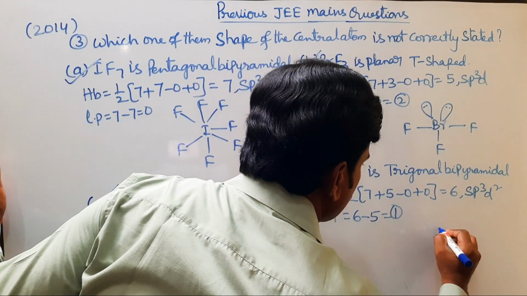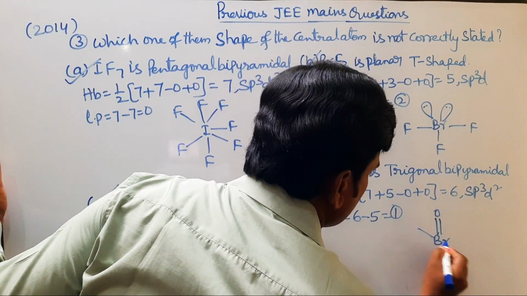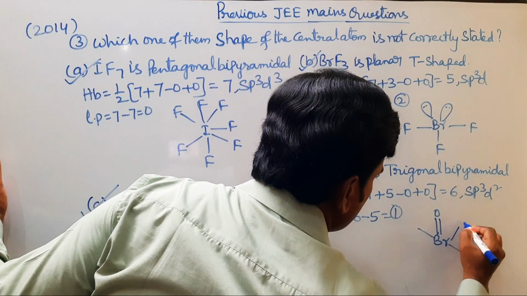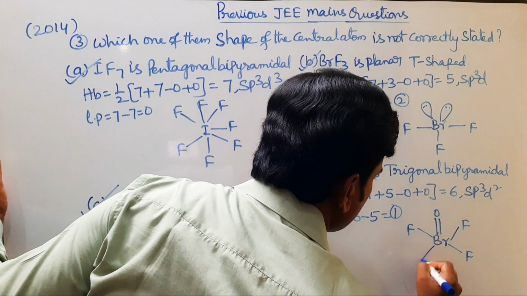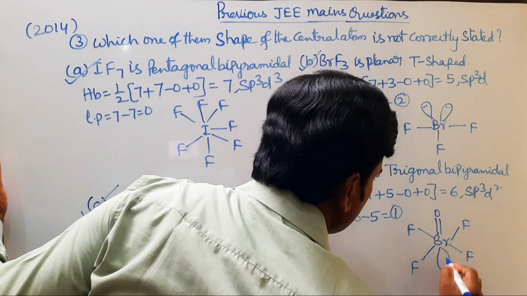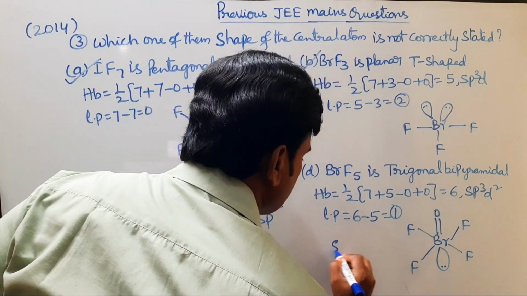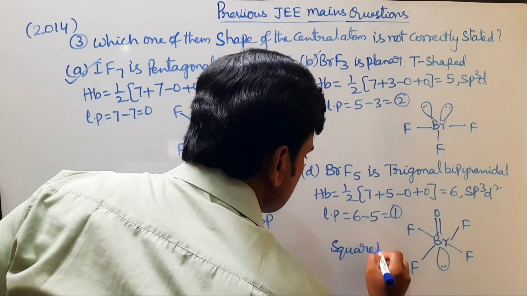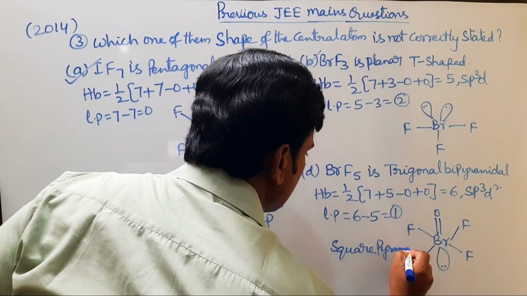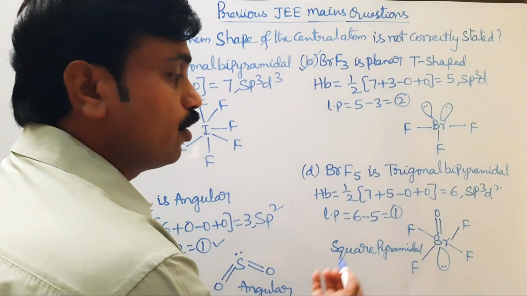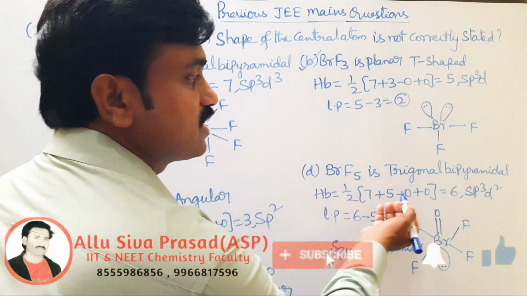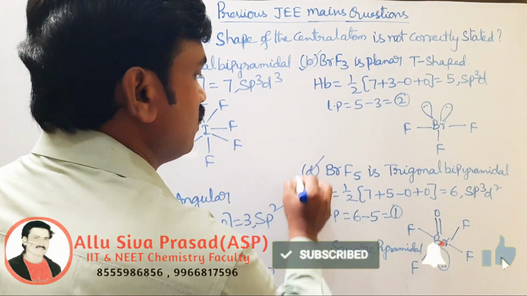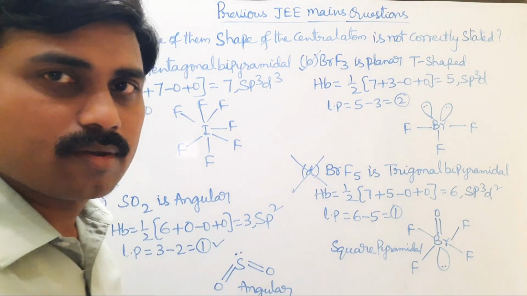Br, double bond O, F, and here one lone pair. This is a square pyramidal shape. But according to the given question, BrF5 is trigonal bipyramidal. So this statement is wrong.